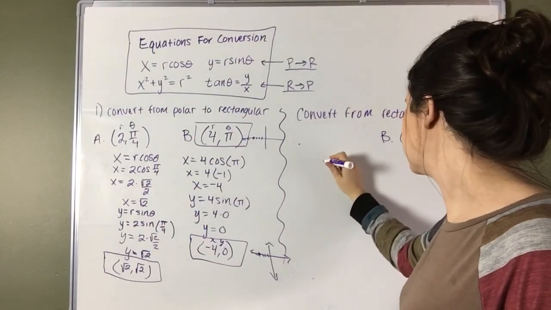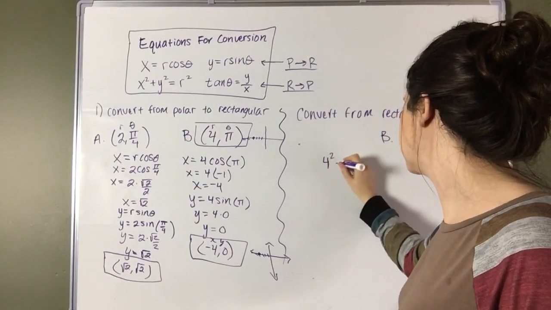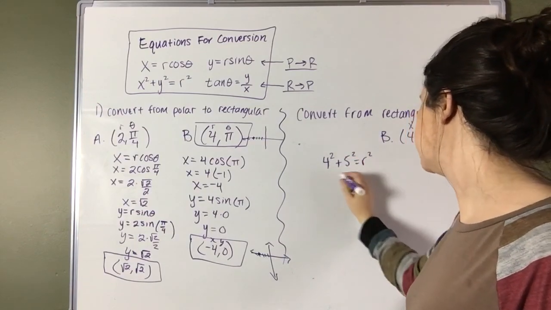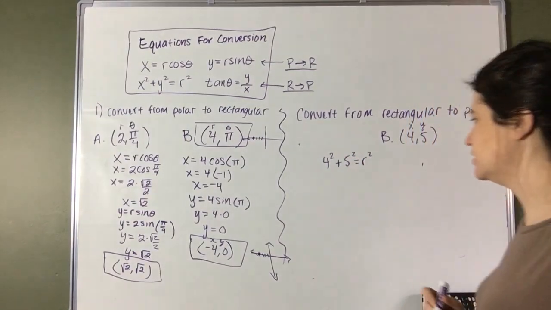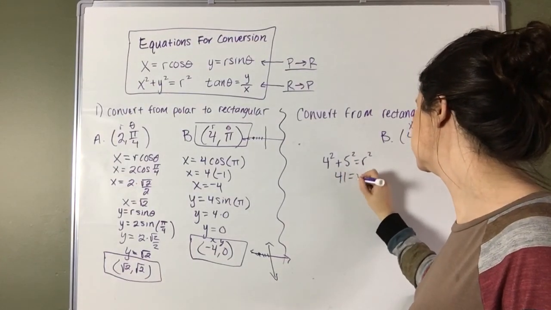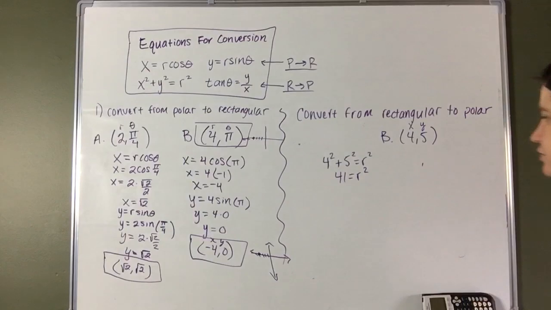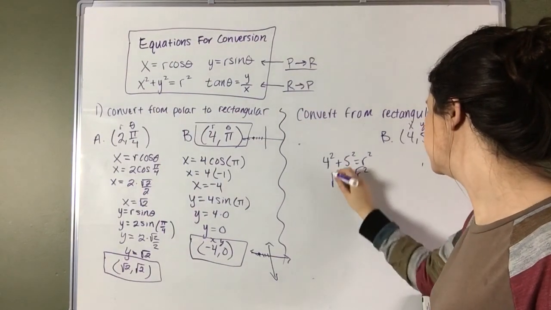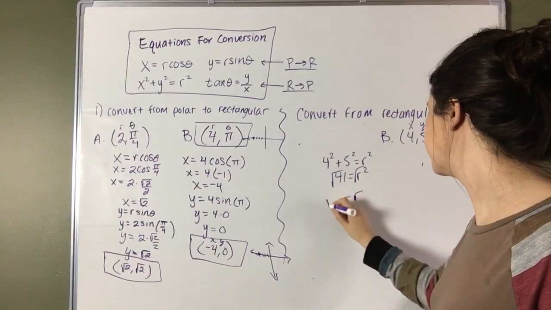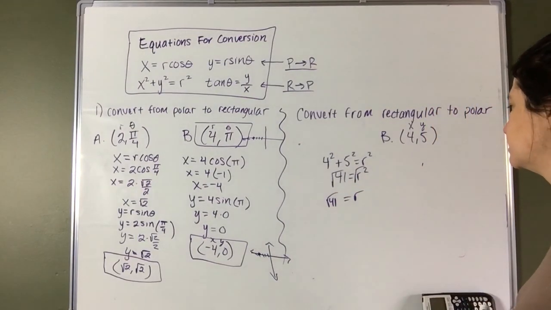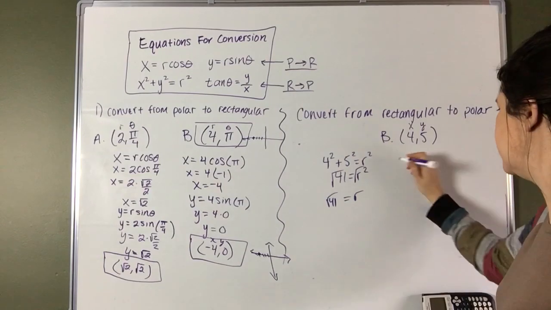x squared plus y squared equals r squared. So that means 4 squared plus 5 squared has to equal r squared. That's 25 plus 16 is 41. Yep, 41. Take the square root. So r is the square root of 41. Okay, now we need to find theta.